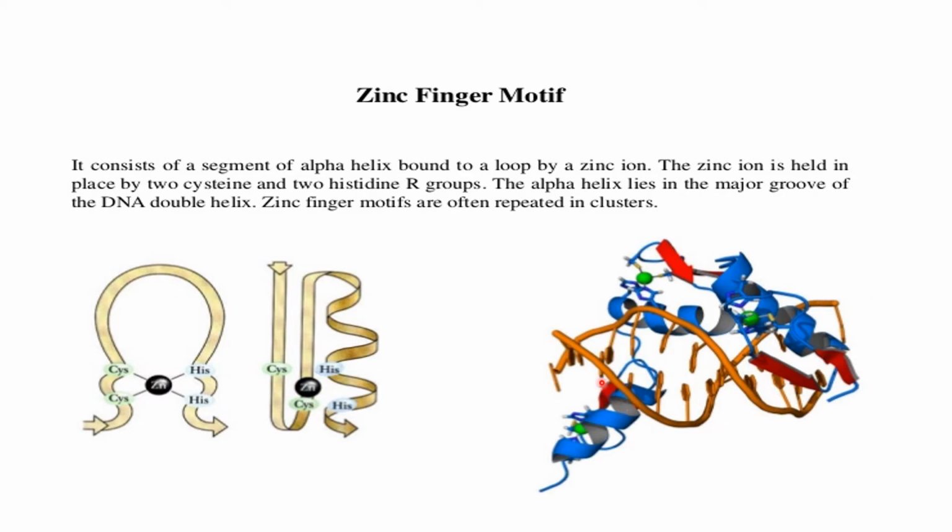This is the DNA, and the protein can bind on the DNA by means of this zinc finger. This is the helical structure, the repetition of the zinc finger, and the loop structure. The helical structure fits into the major groove of the DNA. In eukaryotes, this zinc finger is the most common DNA binding domain.